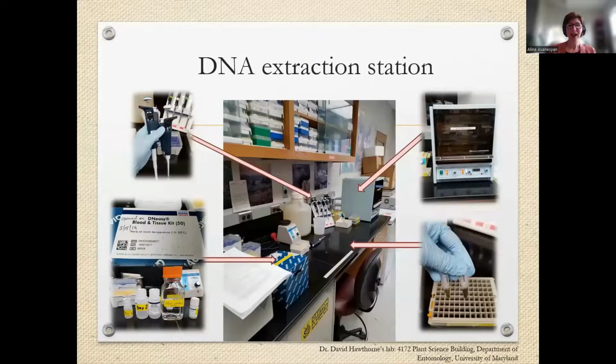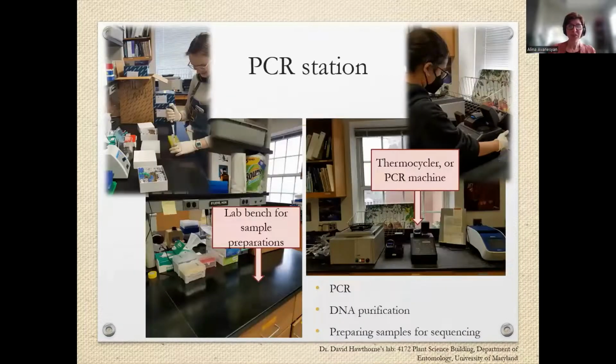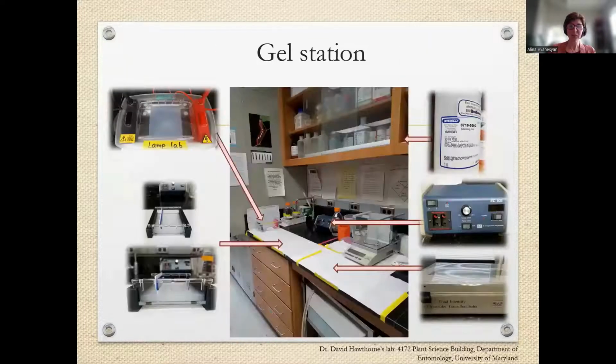Here you can see our DNA extraction station, which has all the supplies needed for DNA extraction. Our PCR station is in the middle of the lab. Here we do PCR, DNA purification, and all the preparations for sequencing. The gel station has its own space where we keep all the materials and supplies we need to run a gel.